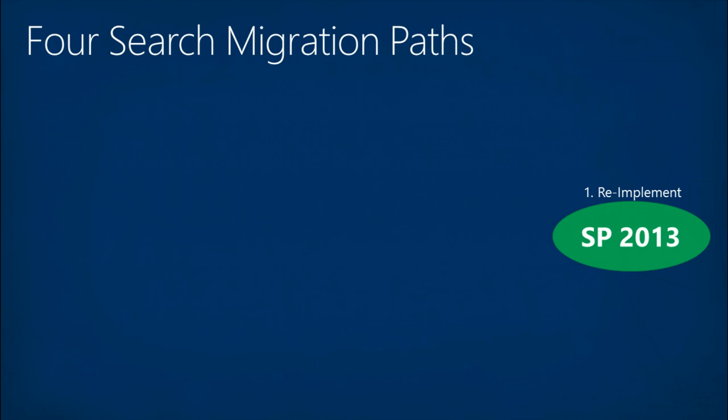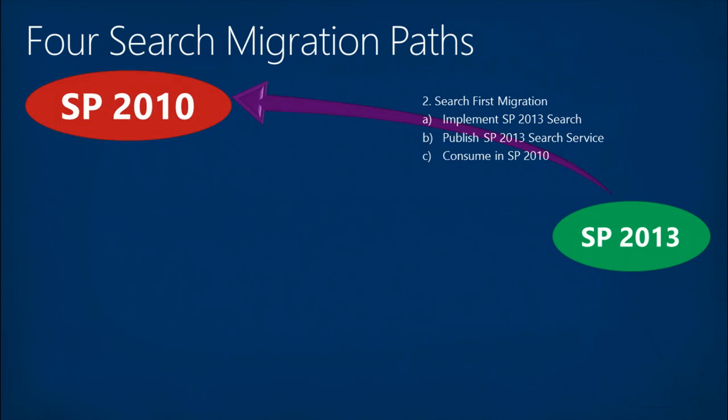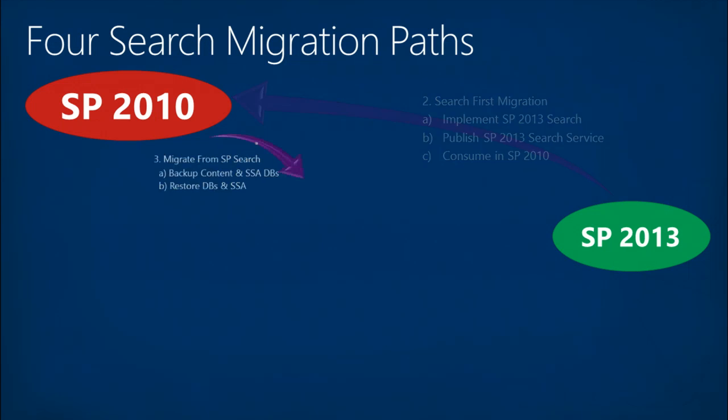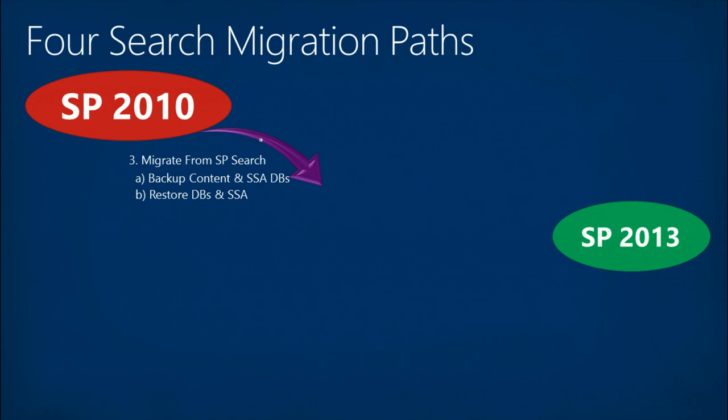So, pictorially speaking, you can land on SharePoint 2013 and just begin to re-implement there. We'll talk about reasons why for each of these. The second thing that you could do would be the search-first migration, where you implement the search, publish the service, and consume it on the older version. The third one is the one that I'll be demonstrating, which is the from SharePoint search migration. And you'll notice that that arrow stopped somewhat short of SharePoint 2013.